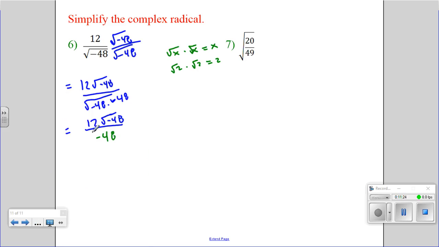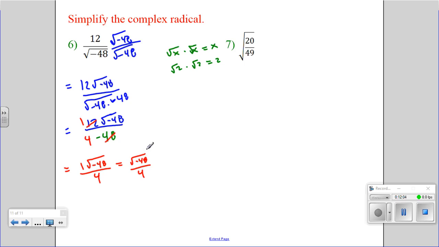12 goes into itself one time and into negative 48 four times. So it ends up being 1 square root of negative 48 over 4. Now I need to simplify the square root of negative 48. You don't have to put a 1 in front. I was just demonstrating that that exists. If you don't write something, it's understood to be a 1. So technically it's the square root of negative 48 over 4.